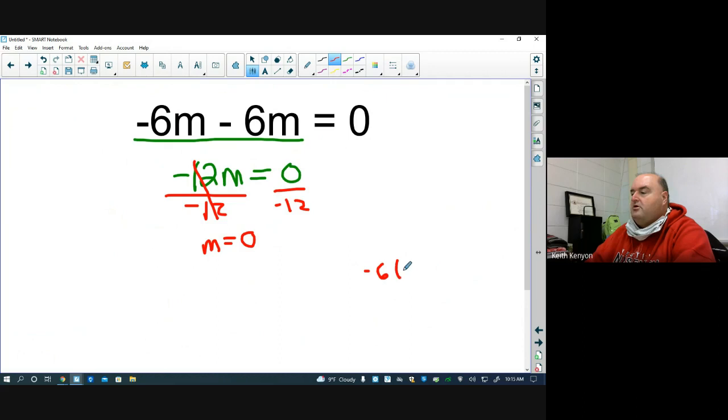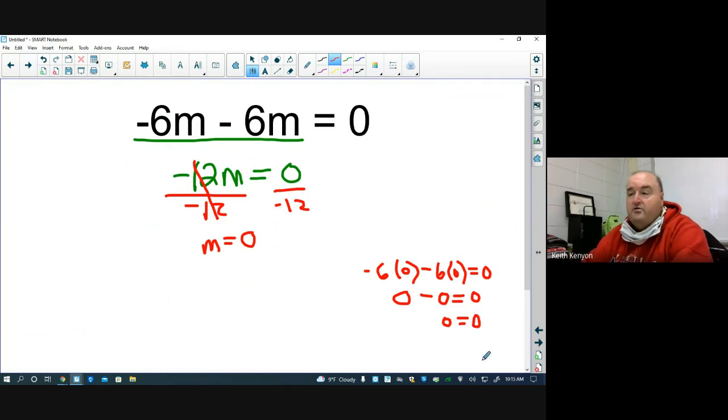maybe I'll show actually plugging it in, because this one looks a little weird. So negative 6 times 0 is 0, because anything times 0 is 0. And then again, same deal. 6 times 0 is 0, but there's a minus there, so it'll be minus 0 is 0. And 0 minus 0 is 0. So a weird problem, but it ends up in this case m equaling 0.